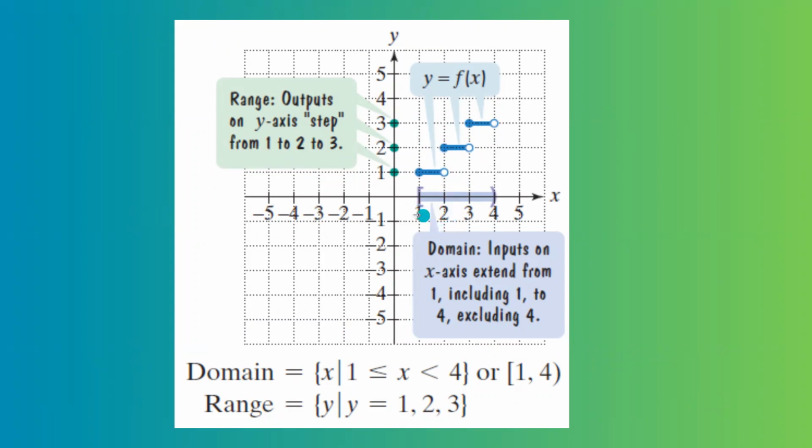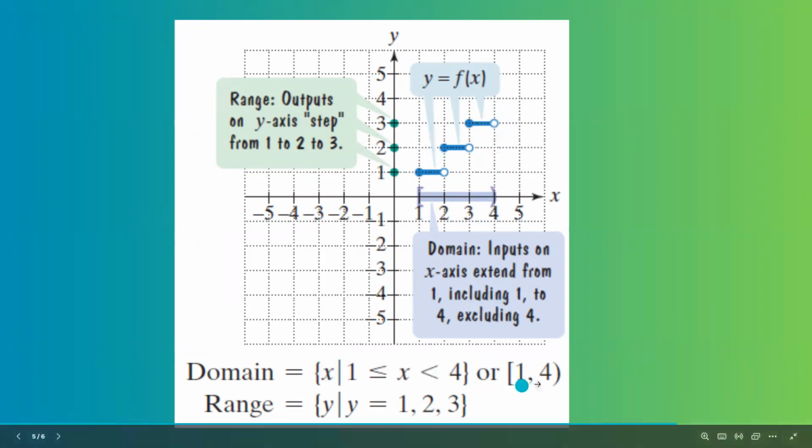The domain starts from 1 and stops at 4. 1 is included because of this closed circle, and 4 is not included because of this open circle. So the domain is bracket 1, comma, 4 parenthesis.